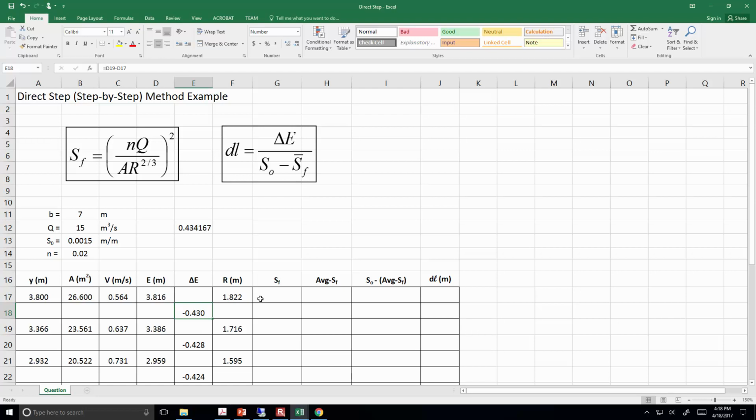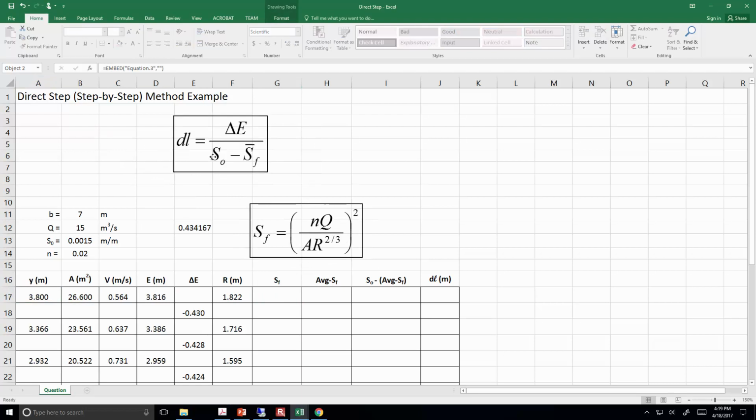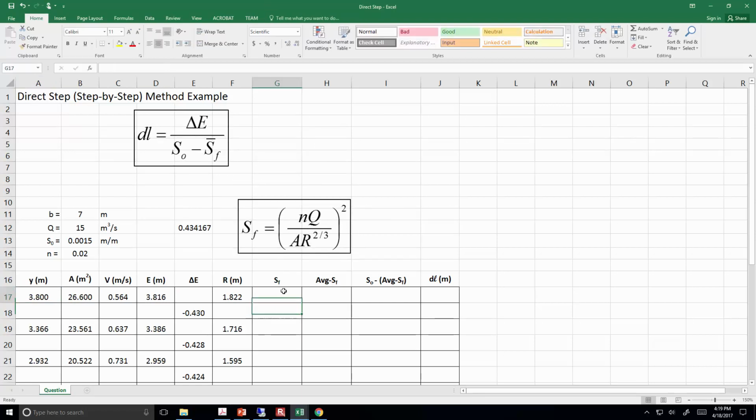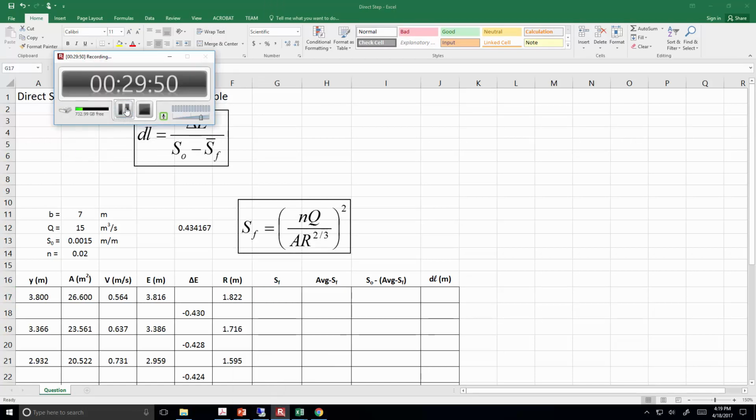So certain things we can calculate at the location of interest, like the S sub F, that's going to be at this section right at the spot where the depth is 3.8. So we can rearrange Manning's equation to solve for the slope of the energy grade line when the depth is 3.8. So that's what we're going to do here, is use this equation for the S sub F. Okay, so let me pause while you work on that, and I'll just circulate around and see if everybody's getting the right idea.